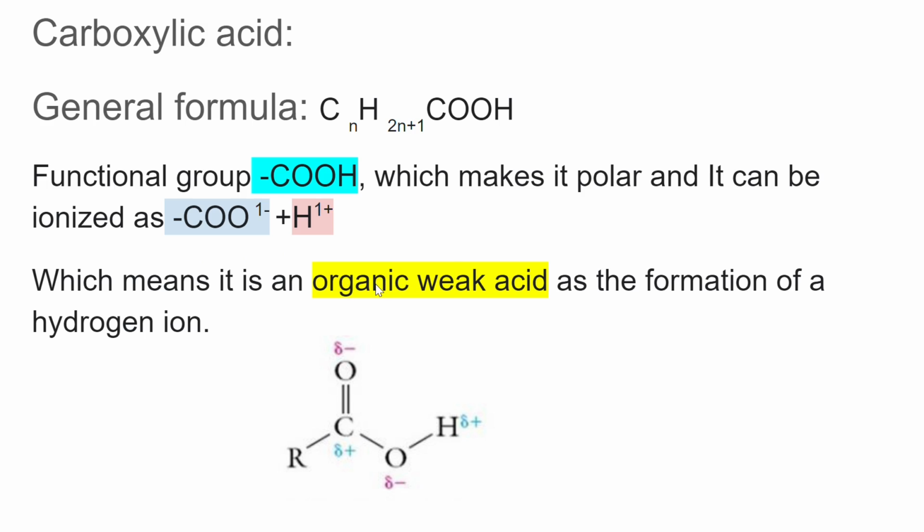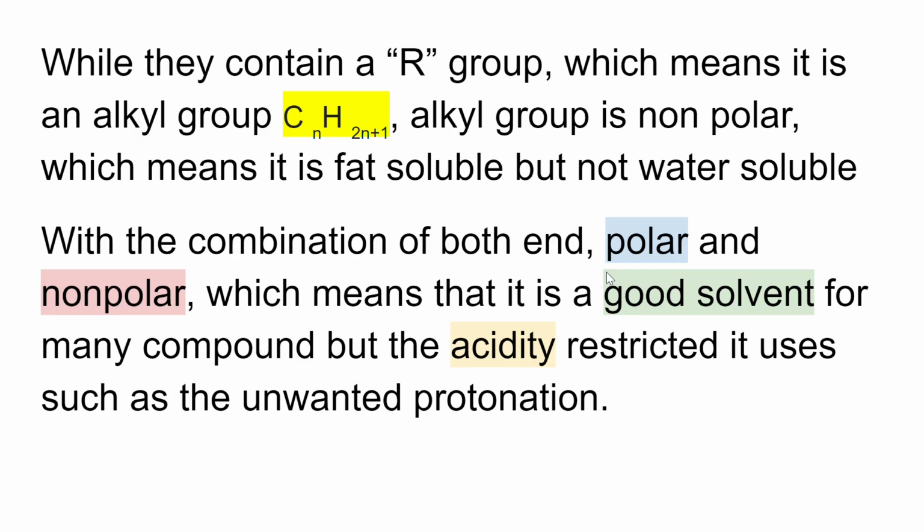As we can see here, the oxygen is bonded to the carbon. The oxygen is partially negative, the carbon is partially positive, and the hydrogen is also partially positive. It's a weak acid, so it wouldn't be fully ionized in water, but it will be partially ionized. As you can see here, they contain an R group, which means an alkyl group, the CnH2n+1.